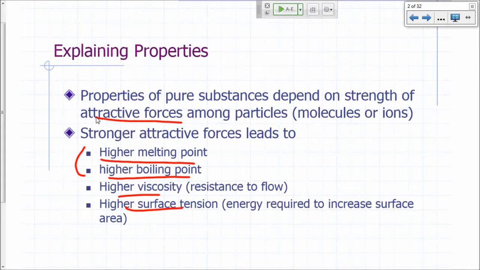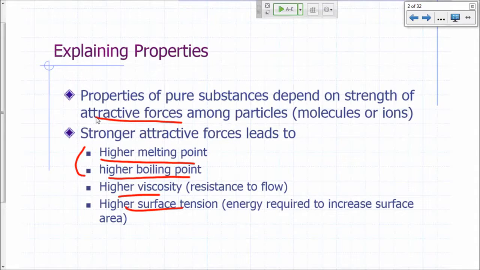Let's try to understand why it requires a higher boiling point or higher melting point when you have stronger forces of attraction among your molecules. What happens when your molecules are strongly attracted to each other? It's harder to spread them out, right? It's harder to pull them apart.